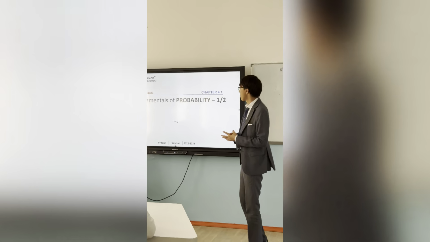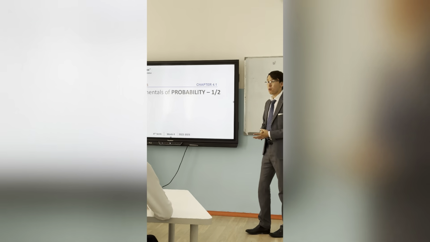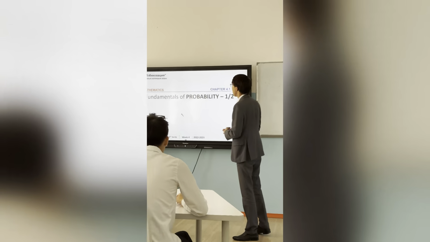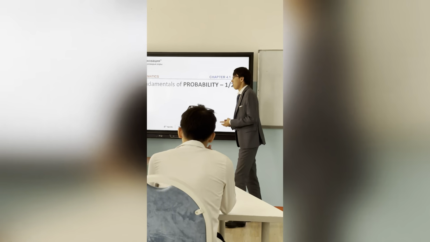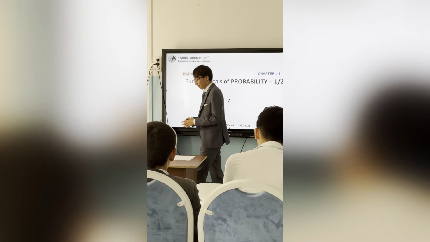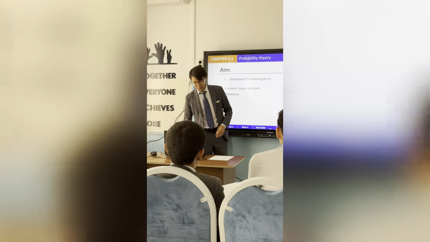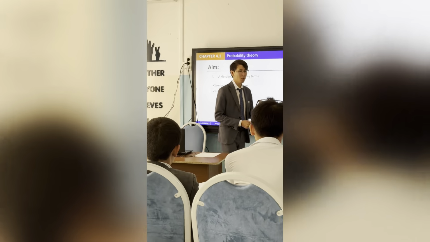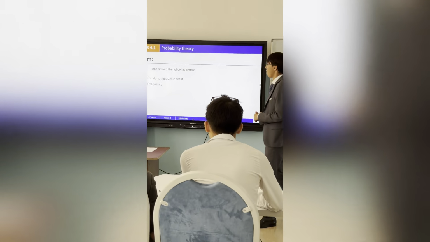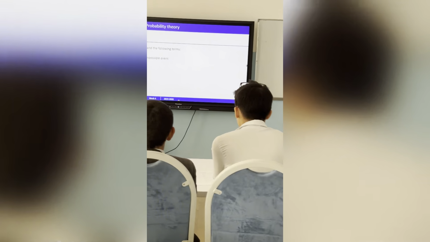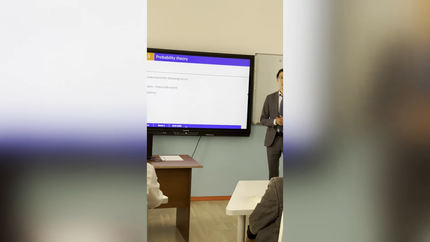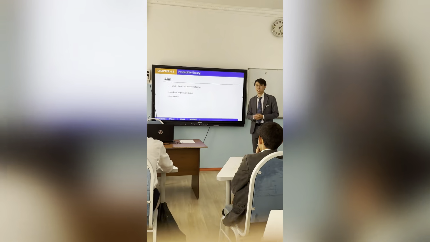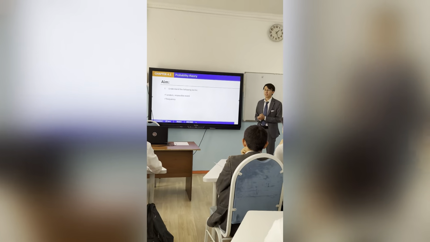Okay, dear students, welcome to the lesson about the fundamental probability, part 1 from 2 parts in general. Our aims for this lesson is to understand the following terms. What is a random and impossible event? How do you understand these terms? You can explain or just translate.